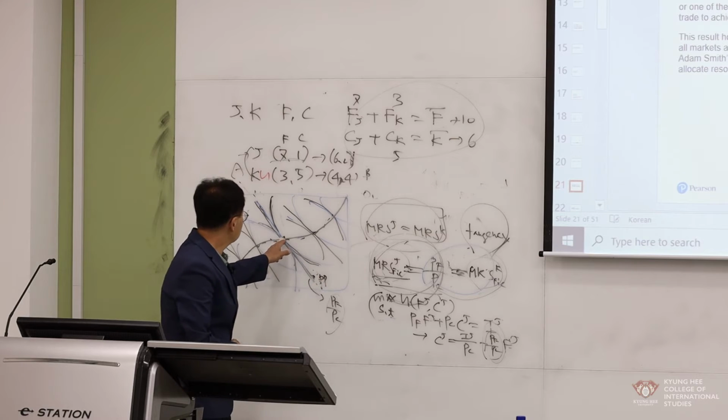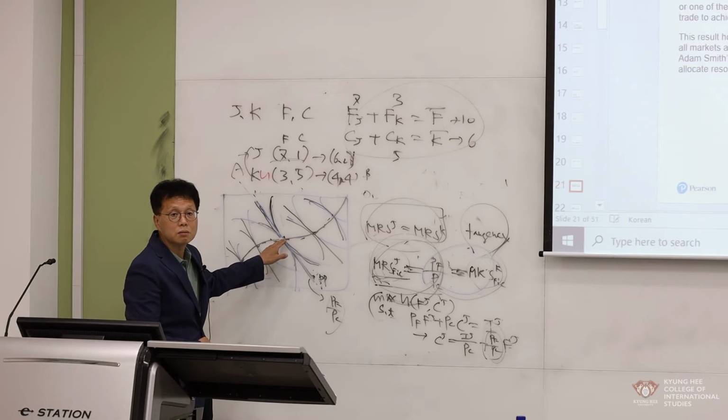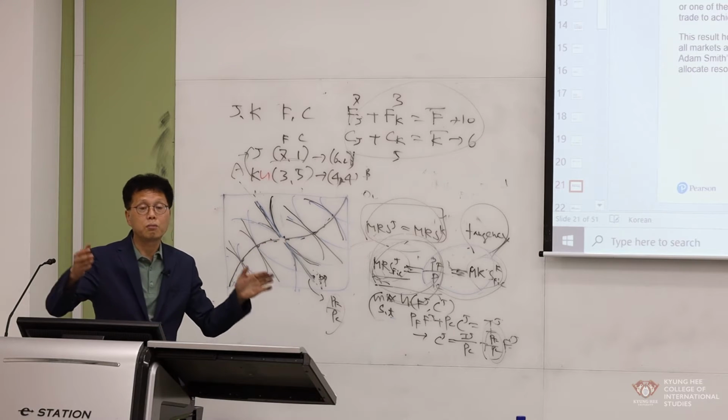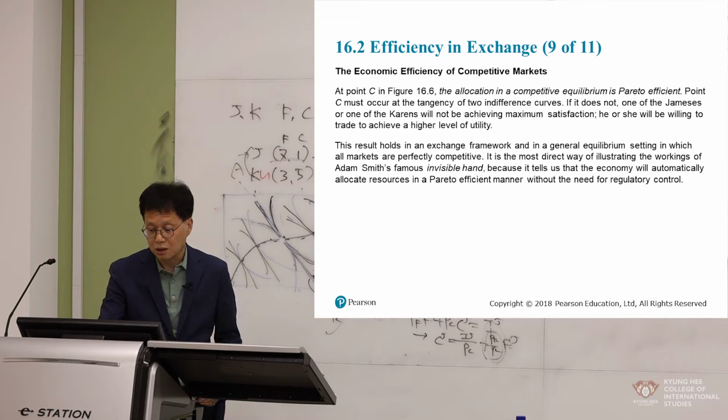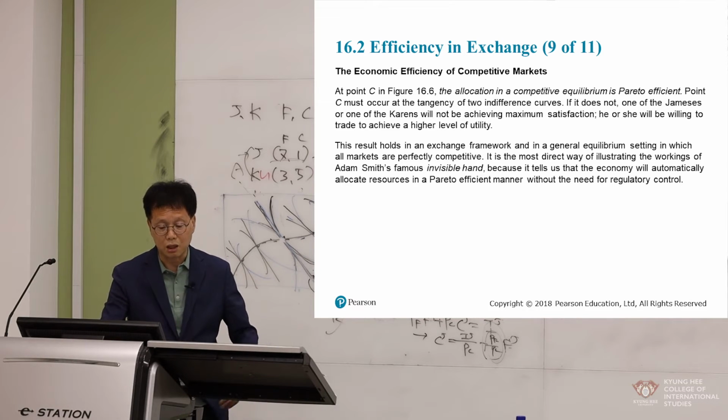But led by the price mechanism, right? Reaching this point, both guys' welfare is maximized, utility is maximized, right? So in a Pareto efficient manner without need for regulatory control. So free trade, free transaction is the best way. Government intervention causes a problem. Okay? So national welfare or consumers' welfare is maximized, everything decided at the market.